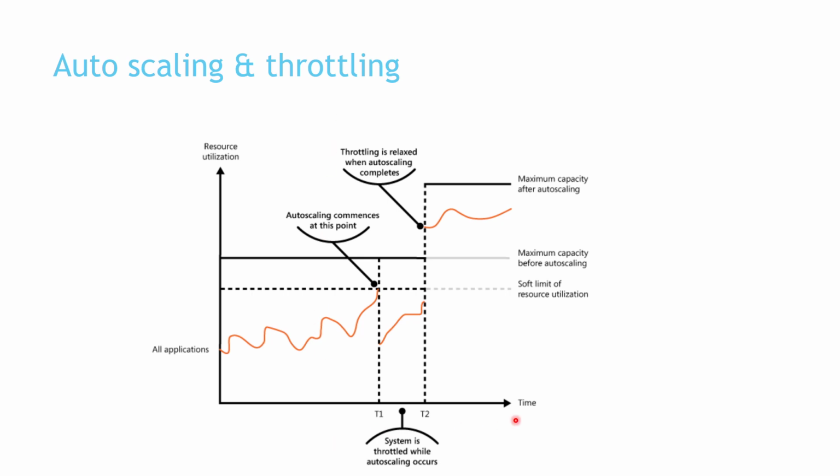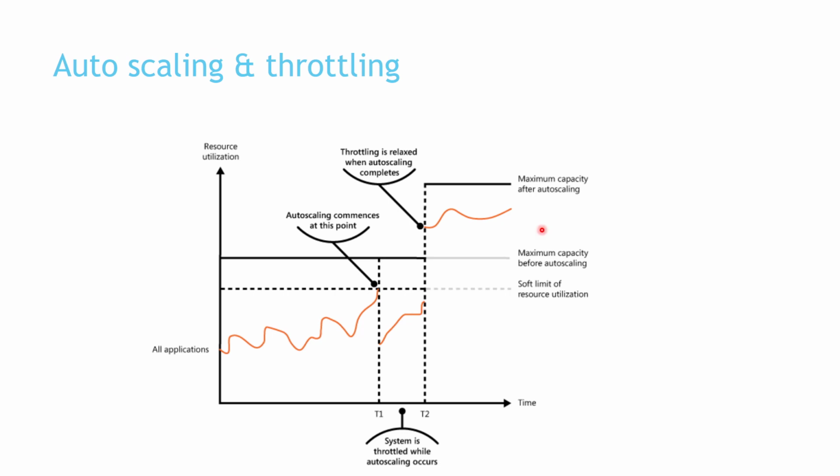So we have time here and we have resource utilization, and at T1 we have hit the throttling limit and we have started to do the auto-scaling for our services. But until the auto-scaling becomes effective, we are going to slow down the execution on these resources to try to save our system from failure and make our system available to external users until the auto-scaling resources become available. So throttling here will help you ensure that your system doesn't fail while you are waiting for the auto-scaling resources to be effective.